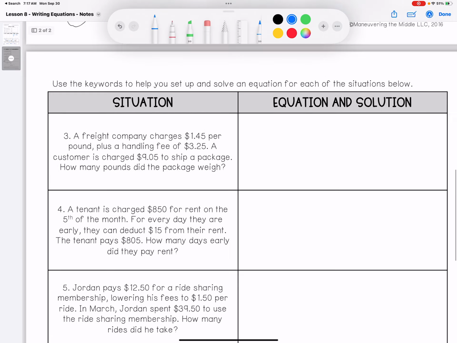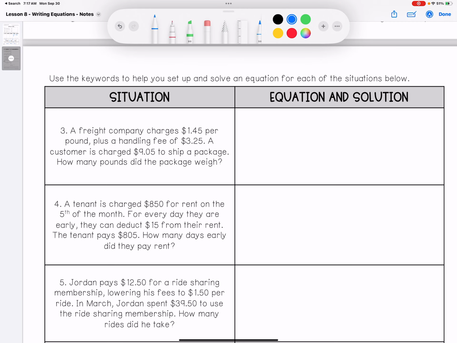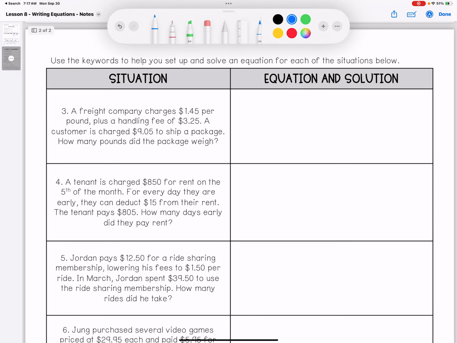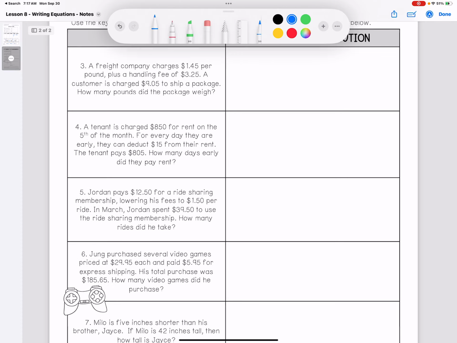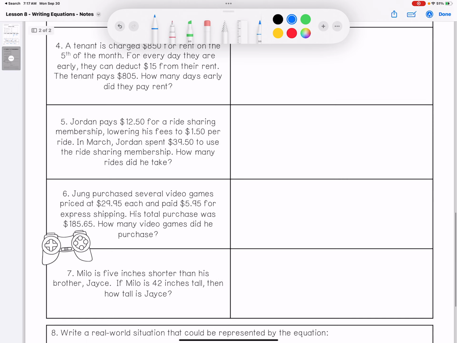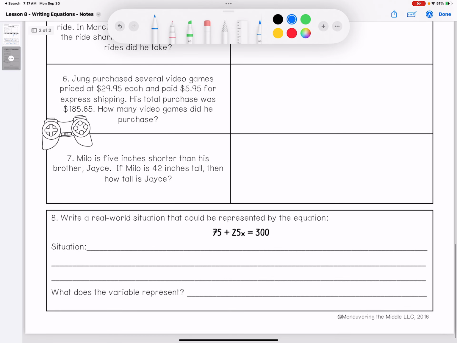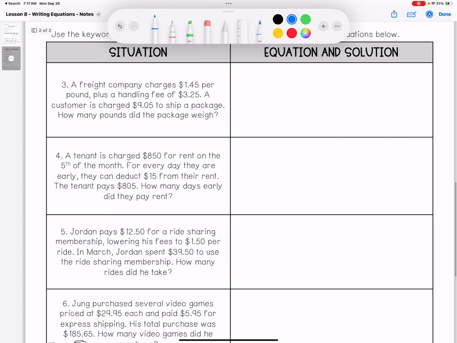All right, we're going to use the keywords to help us set up and solve an equation below. So here's what I'm going to do. I'm going to assign you, you're going to work in groups, and I'm going to give you each a problem, and then we're going to come back and work it. All right, I'm going to pause now. Welcome back. All right, here's how you work each one of them.